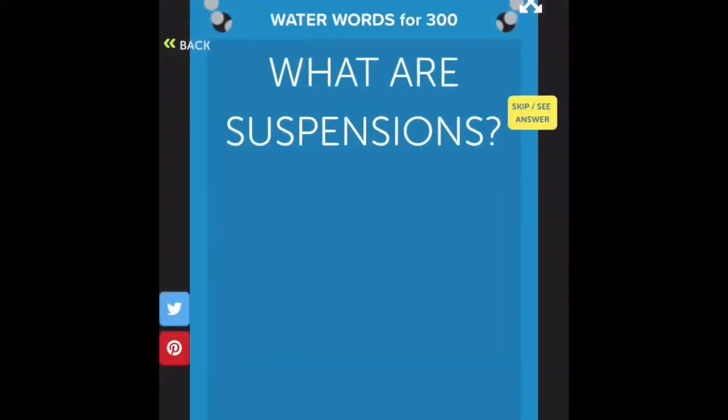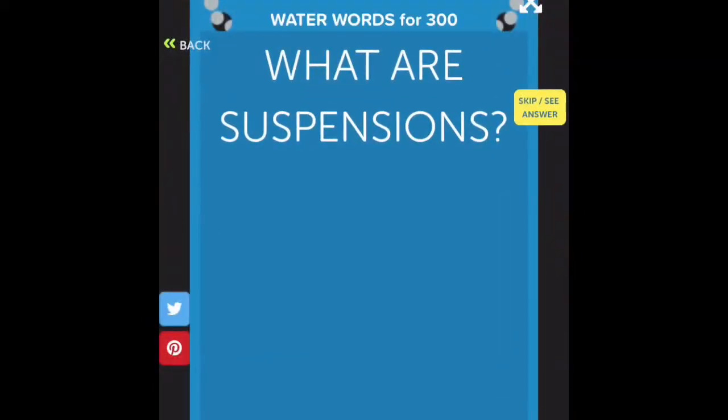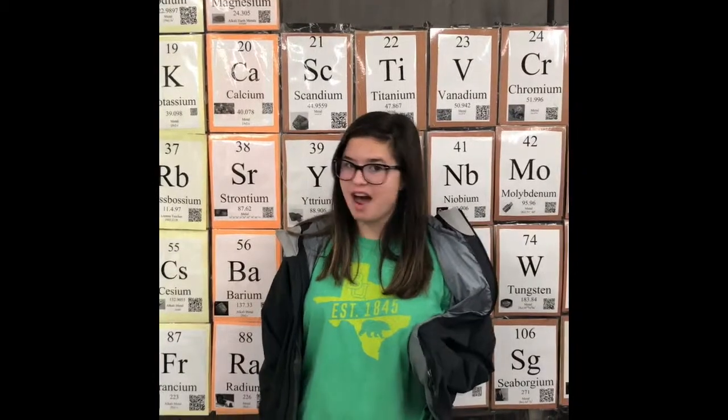Water words 300. What are suspensions? And no, not the bridges. Suspensions are a heterogeneous mixture where particles are so large that they settle out unless stirred constantly. Amazing, Caroline!